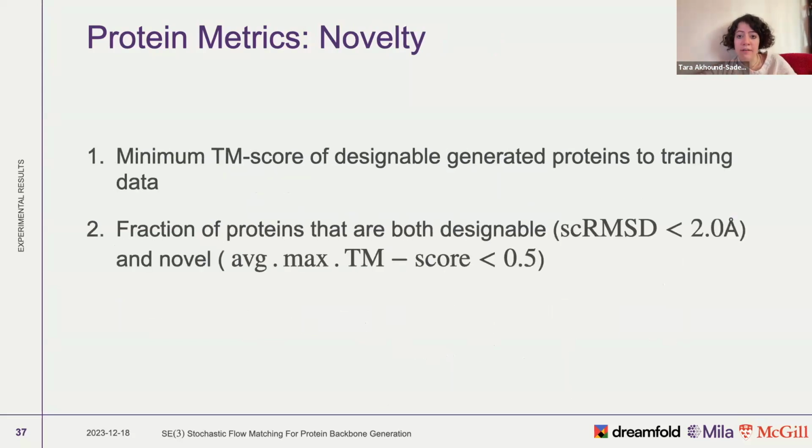And finally, we have the novelty metric, which is also pretty important because when you want to use this for, for example, drug discovery, you also want novel proteins, you want new proteins. The first one is the minimum TM score of designable generated proteins to the training data. So you can think of this as how far away your generated protein is from the training data, in a sense. And you also have a second metric, which we think is pretty important, which is the fraction of proteins that are both designable, so they have this scRMSD of less than 2, and are also novel. For that, we use the average max TM score cutoff of 0.5, which is also used in the literature previously.